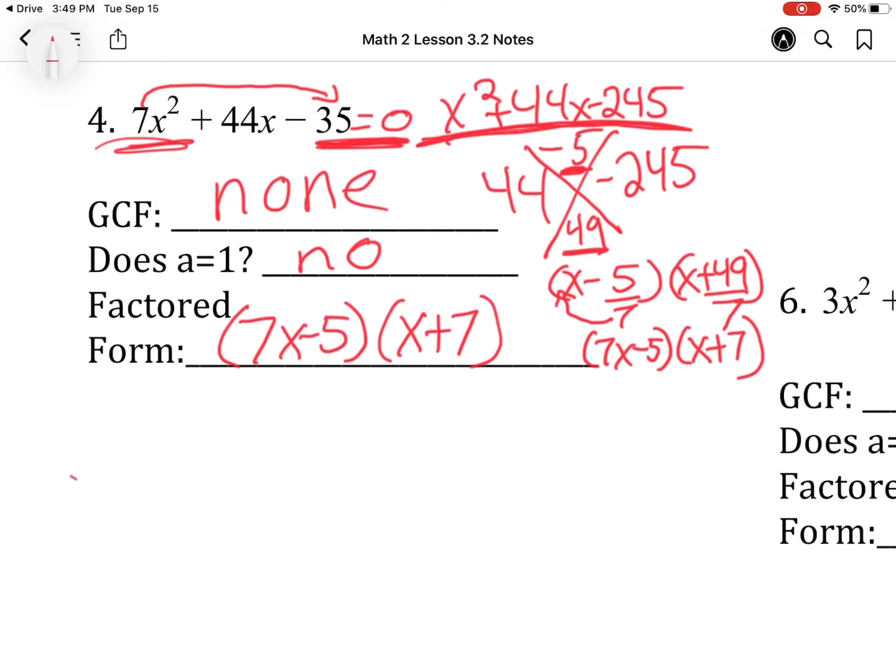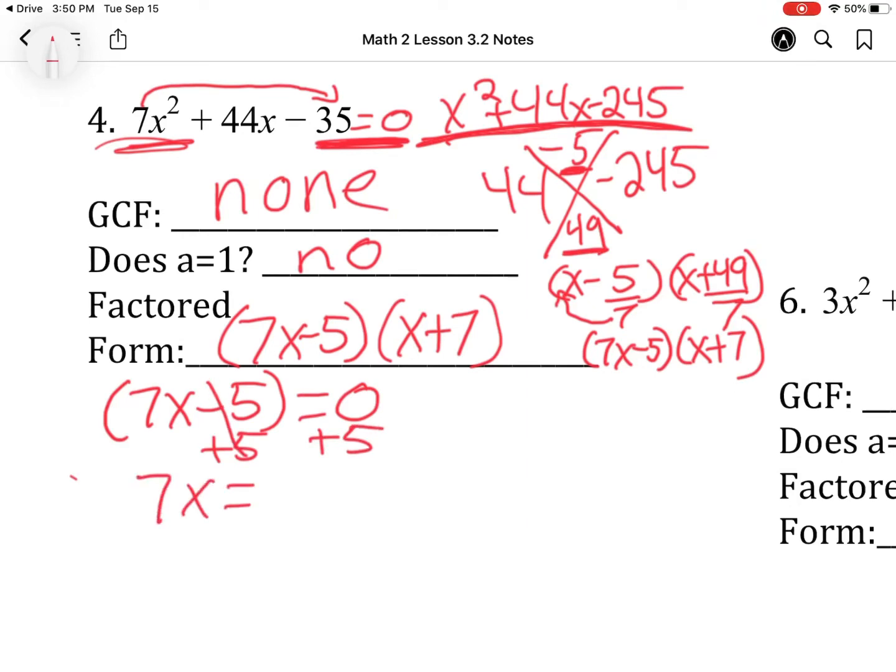And yes, if I went too fast, you can go back and pause it so you can copy down those steps. Already equals 0, so you don't have to move anything to get where we're at. First part is 7x minus 5, and we're going to set it equal to 0. Well, plus 5 plus 5, 7x equals positive 5. Divide by 7, x equals 5 over 7.